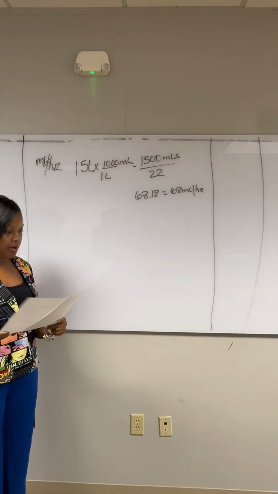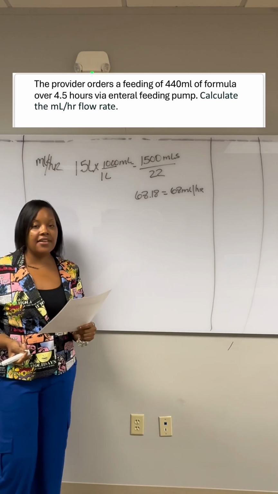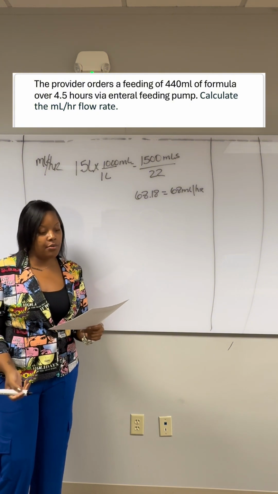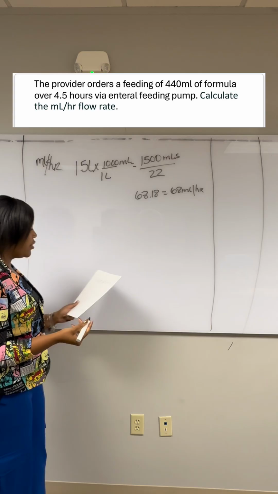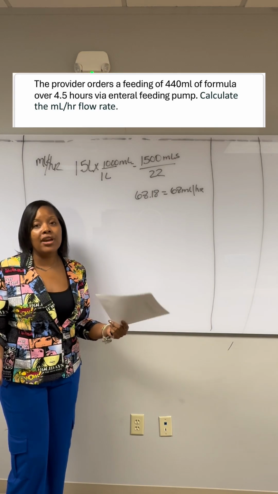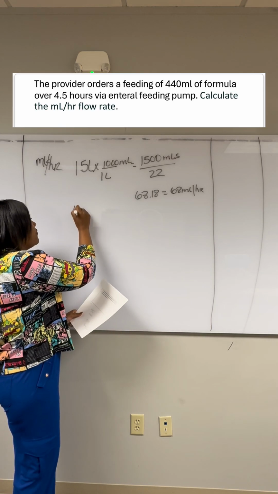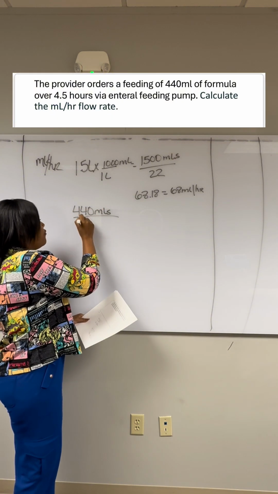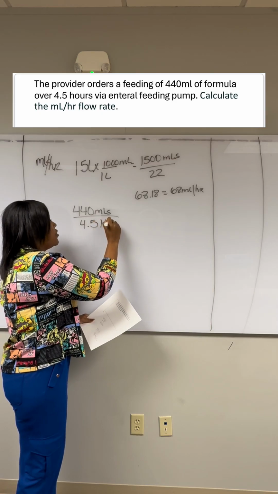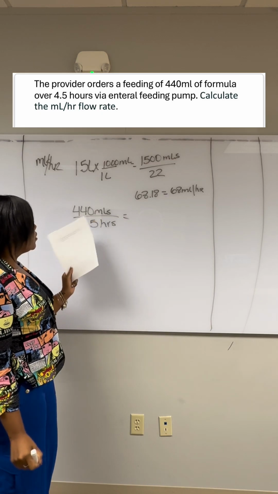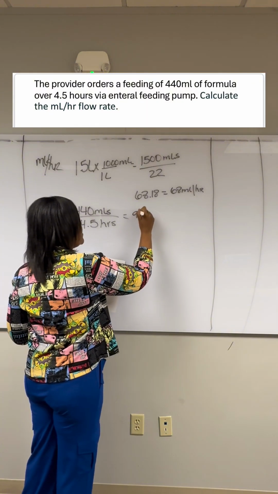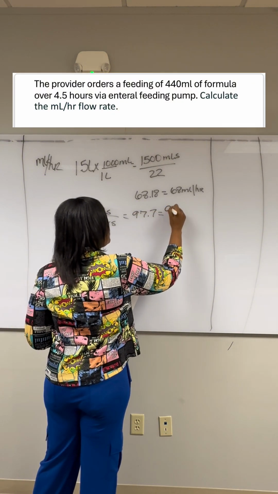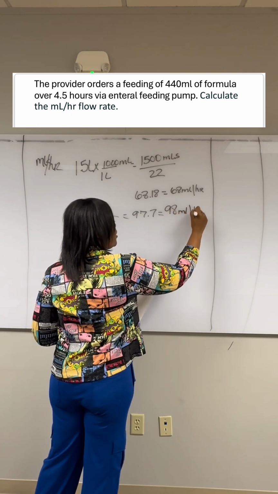All right, let's do another one. It says that the provider orders a feeding of 440 mLs of formula over 4.5 hours. Calculate the mLs per hour. This one is simple because it's already in mLs. So all we gotta do is take 440 mLs divided by 4.5 hours. Once we do that, you'll get 97.7. But we're gonna round that to the nearest whole number. So that's gonna give us 98 mLs per hour.